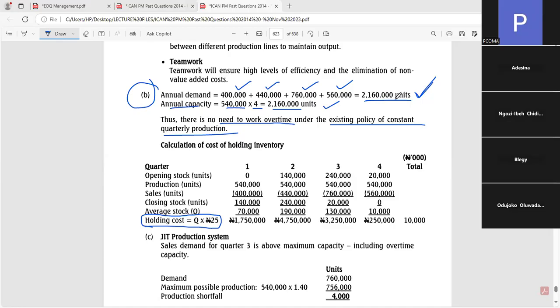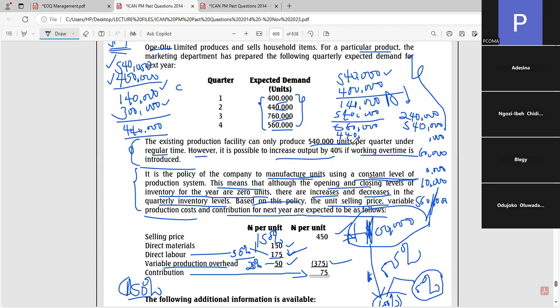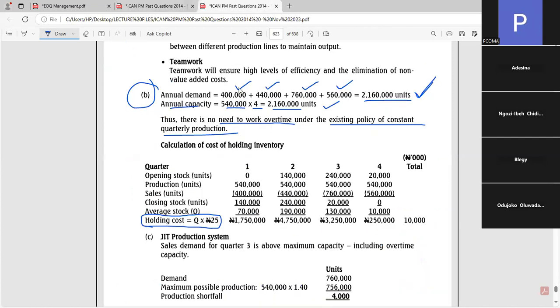Now we want to check, can we meet up with this demand? The question told us that we are going to produce 540 units every quarter. It must not change. That is the policy. It is the policy of the company to manufacture units using a constant level of production system. That's just 540 every quarter. So how many quarters do we have? Quarter 1, 2, 3, and 4. So punch for me, 540 times 4, it gives us what? 2,160. So that means that what our customers are demanding is equal to what we can produce. Therefore, there is no need to work overtime. Is that correct now?